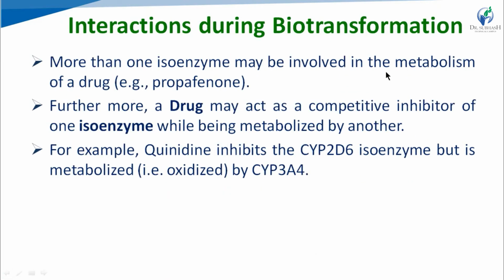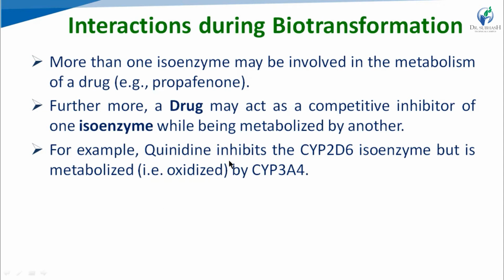So more than one isoenzyme might be involved in the metabolism of a drug. For example, in the metabolism of propafenone, more than one isoenzyme is involved. Furthermore, a drug may act as a competitive inhibitor of one isoenzyme while being metabolized by another. That means the drug will act as an inhibitor, and also be metabolized by another enzyme. So it is inhibiting one enzyme.